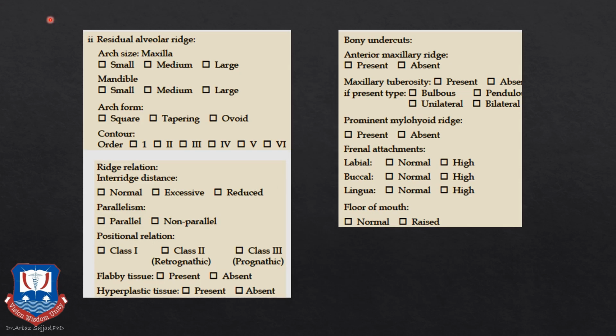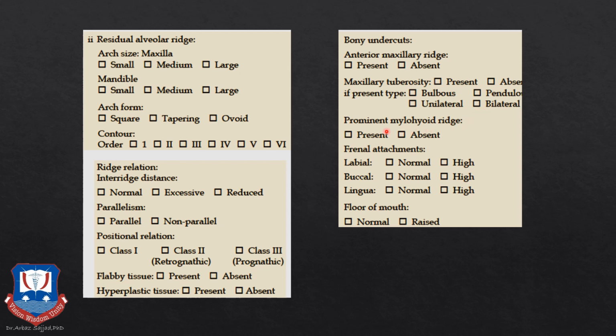So, in residual ridges, we consider first the size, the form, the ridge relationship, the parallelism of the ridges, the positional relationship, whether it is class 1, 2, 3, and also we need to consider whether flabby tissues or hypoplastic tissues are present or not. Other things in intraoral examination that need to be considered are the bony undercuts in the anterior maxilla. Usually these will be present on the labial side of the premaxilla. Tuberosity undercuts may be present bilaterally or unilaterally. They may present as bulbous or pendular tuberosities.